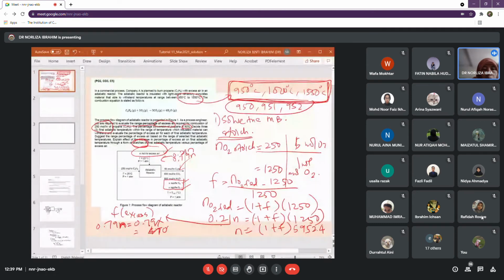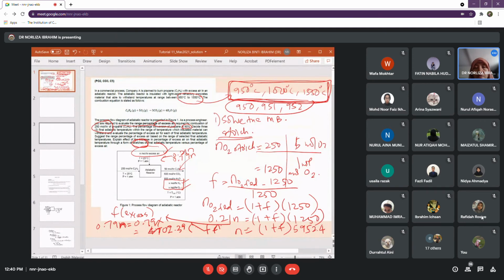4702.38, 1 plus F. Okay, I just mention 1 plus F here, I have already written it. Okay, so now settle on the inlet, the N. Now your N is already being represented by the F. No more N, so F.